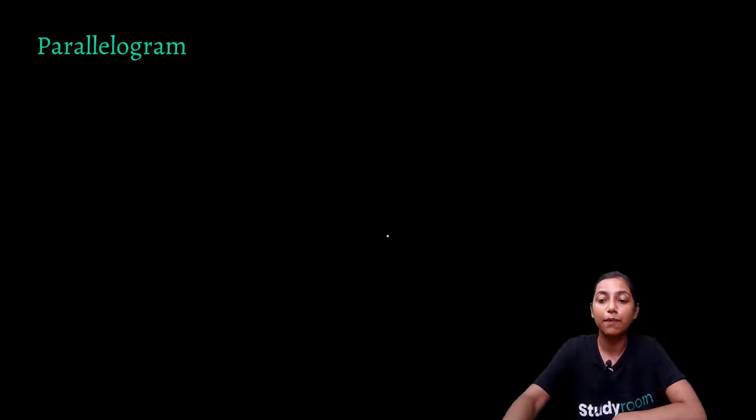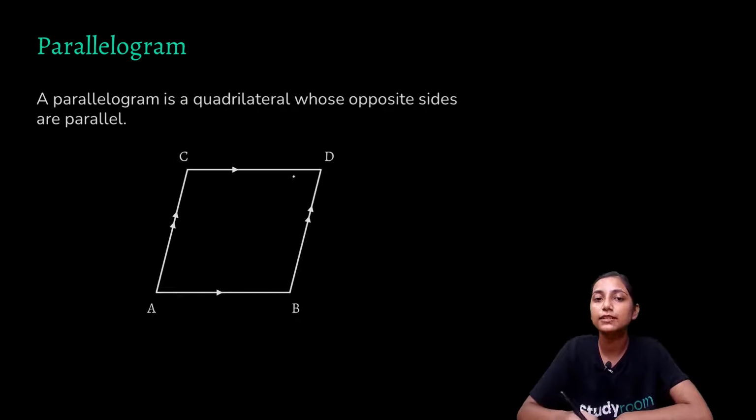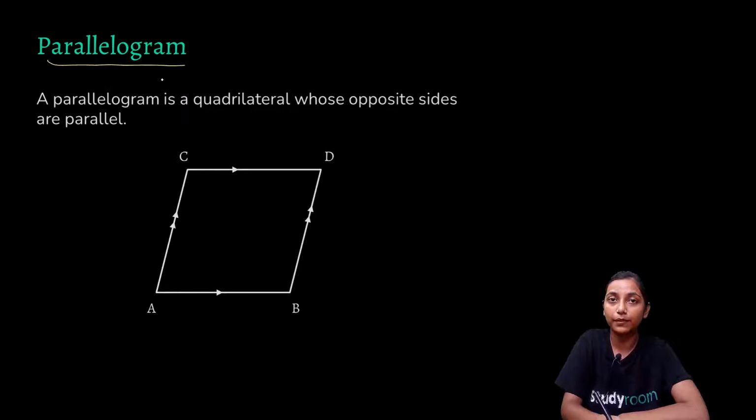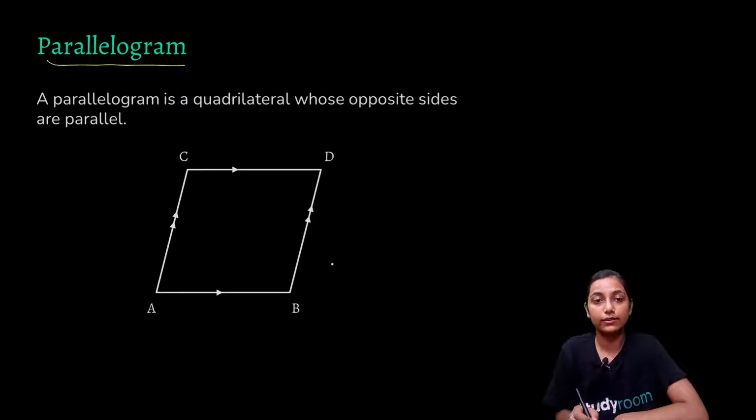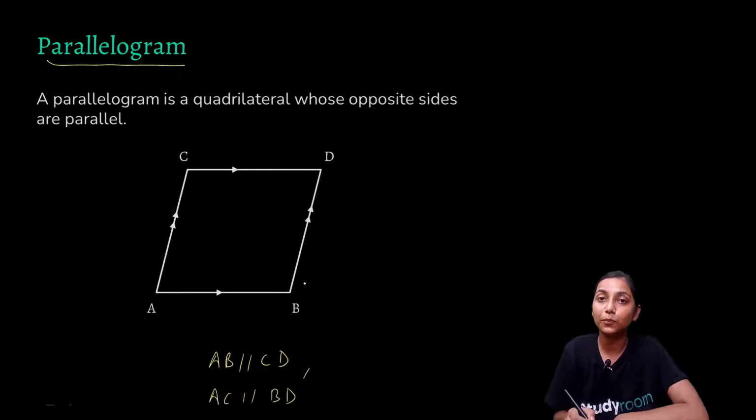Next one is the parallelogram. A parallelogram is a quadrilateral whose opposite sides are parallel. So when a quadrilateral has opposite sides parallel to each other, then such a quadrilateral is said to be a parallelogram. It is a very important quadrilateral, a parallelogram, where the opposite sides are parallel to each other. So we can say that here AB is parallel to CD, and here AC is parallel to BD.